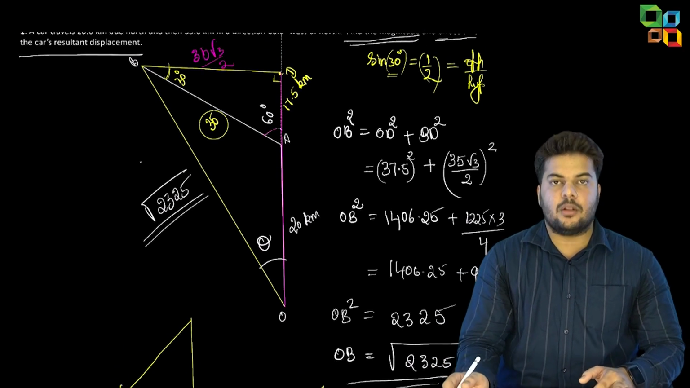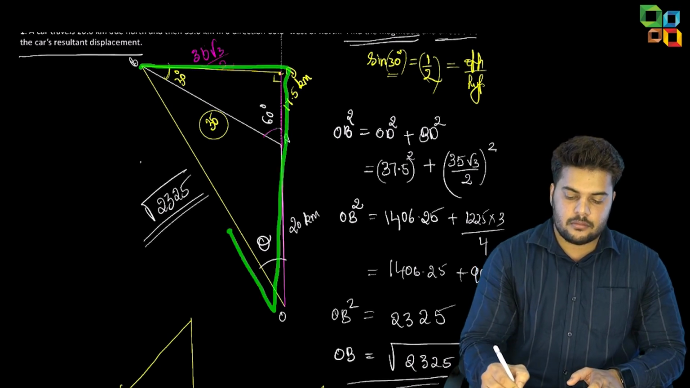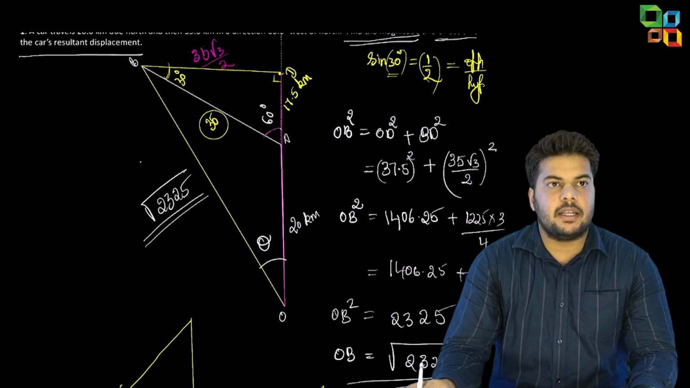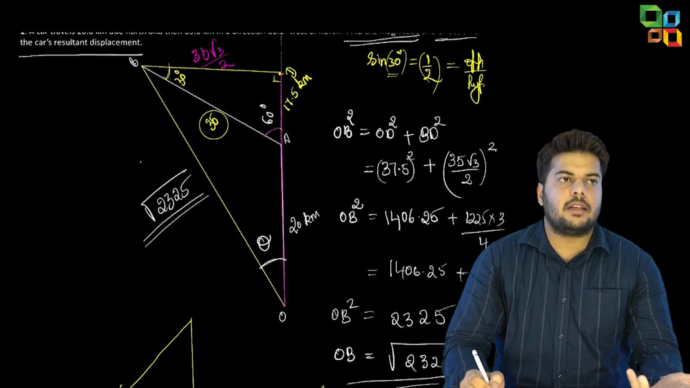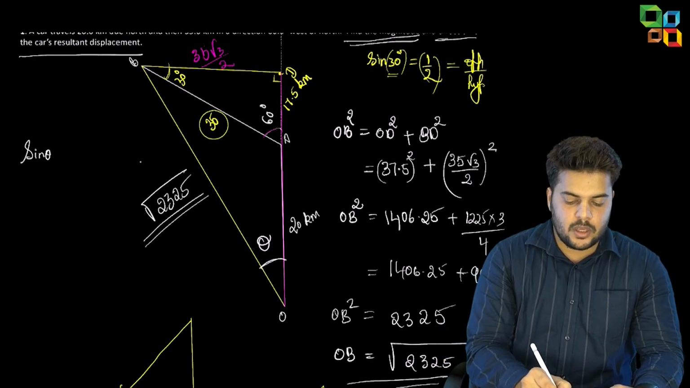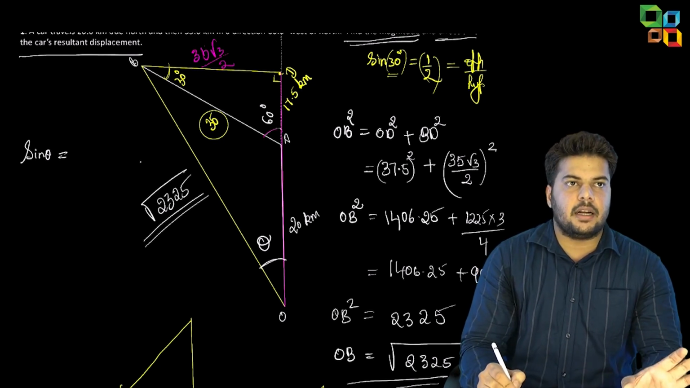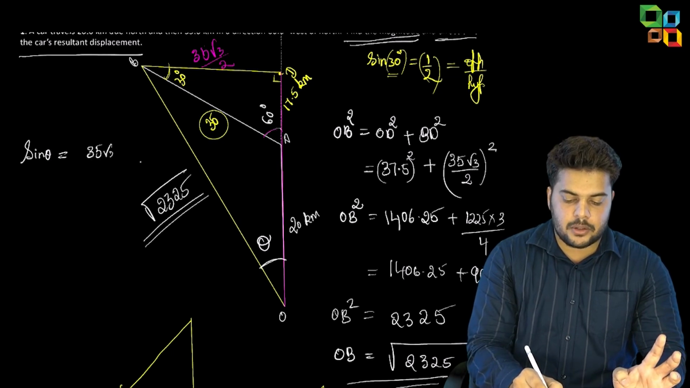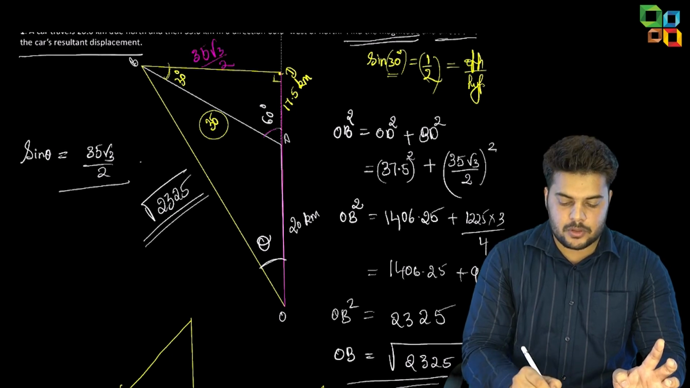So sine theta, look at that right angle triangle over here. I'm interested in finding the angle theta there, isn't it? So what Sandra suggested is to use sine theta, because sine theta would be opposite over hypotenuse. Theta, we do not know what it is. But sine of that angle theta, whatever the theta is, is 35 root 3 by 2 divided by the hypotenuse. What is that hypotenuse?